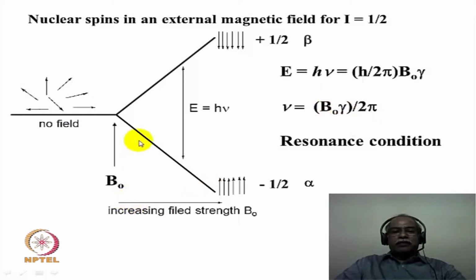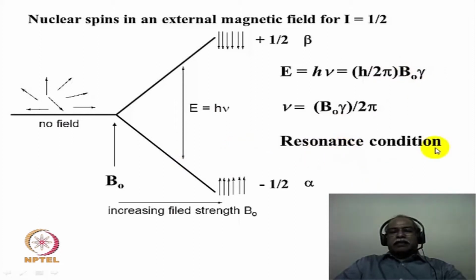You can also see from this figure, as the field strength of the magnetic field increases, the energy gap also increases, essentially indicating that the energy is directly proportional to the frequency, or the energy is directly proportional to the field strength. So with increasing field strength, of course, the energy gap also keeps increasing.